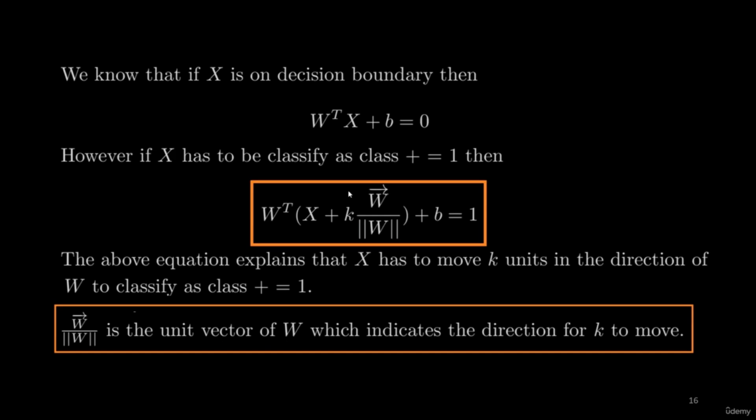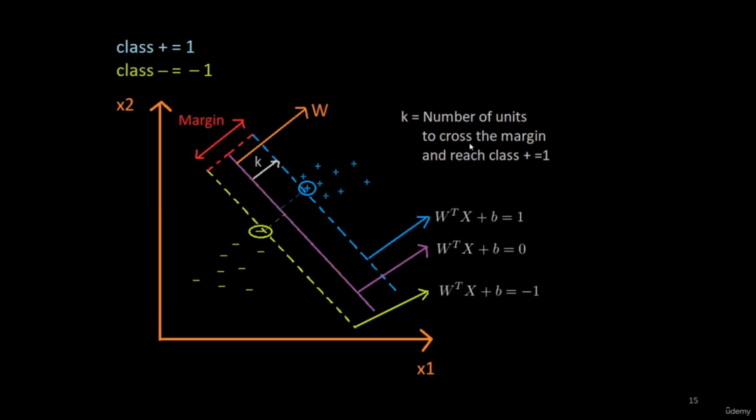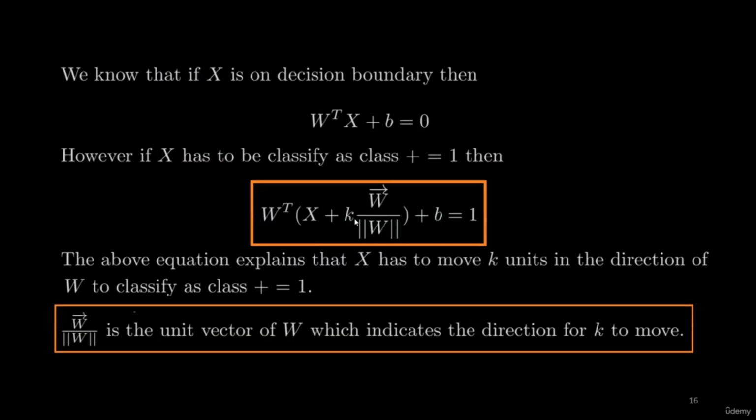So in this equation we have to add k terms so that it becomes 1 from 0. So how are we adding it? This is x plus, so this x has to travel k distance. This x is our feature matrix, or it belongs to the data point. So that data point has to travel k units. If I go back, k is the number of units to cross the margin and reach class 1. So it has to travel k units in order to be classified as class 1, or positive.